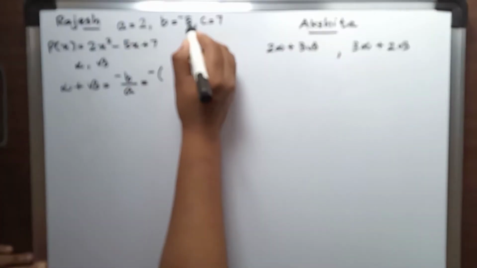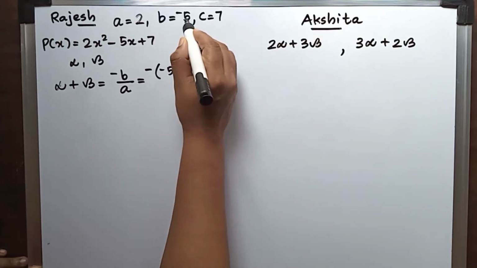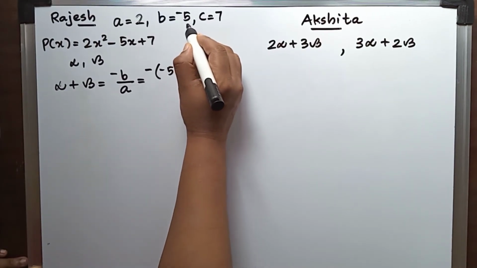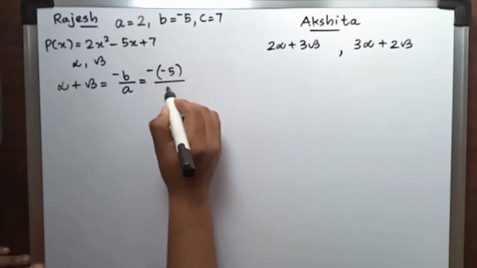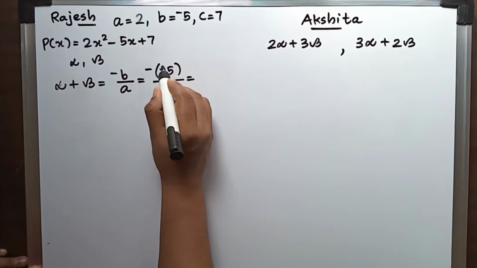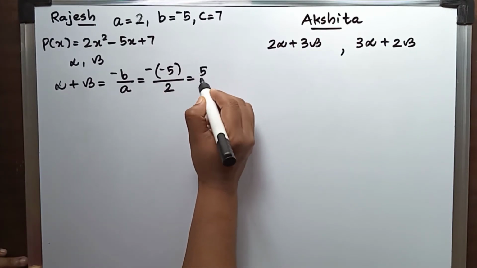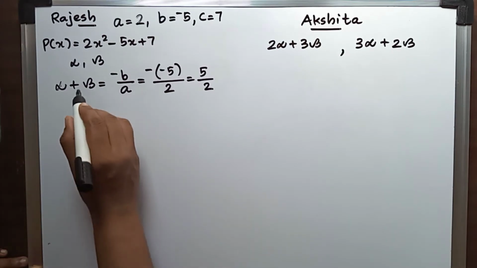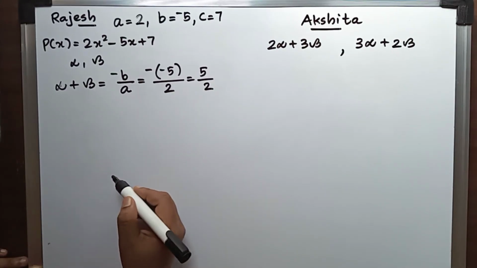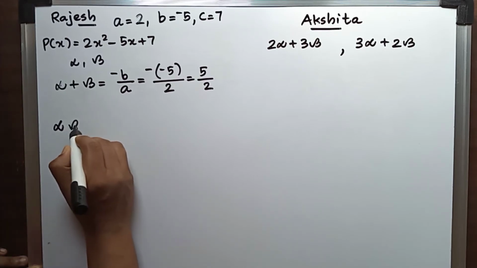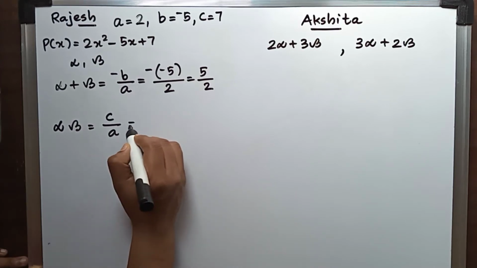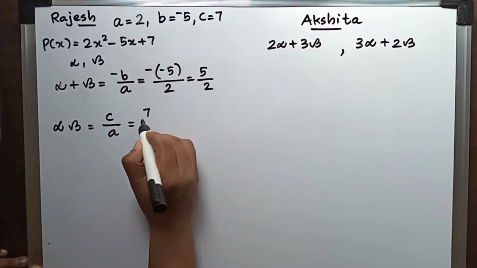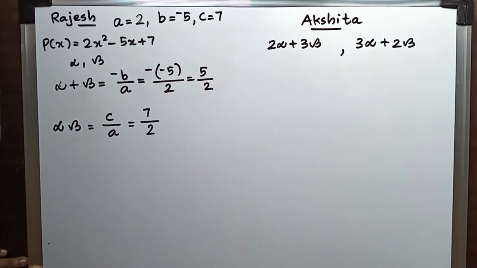Minus of b is minus 5. See, that negative sign we should not avoid. We should take it with that negative sign. By a is 2. So minus of minus, it is plus, that is positive 5 by 2. Okay, thus we got alpha plus beta. Now alpha beta, product of zeros of the polynomial, that is c by a. Right, here c is 7 and a is 2. So we got alpha plus beta and alpha beta.